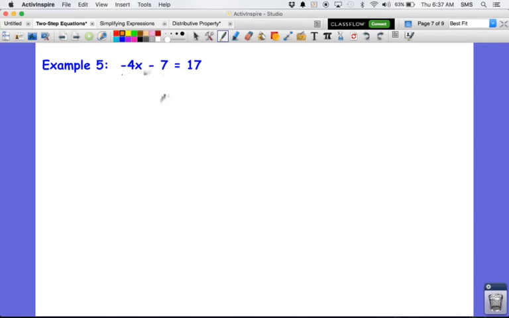So to get rid of a negative 7, I need to do the opposite of minus 7, which is addition. So I need to add 7. And I need to do it to both sides. Goes away. I have negative 4x equals, because we haven't touched this yet. This is still the same, so I just bring it straight down. Bring down my equal sign. 17 plus 7 is 24.